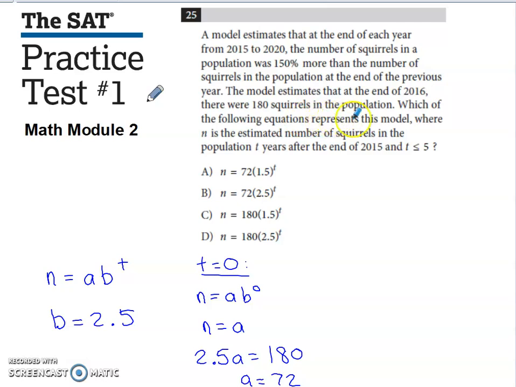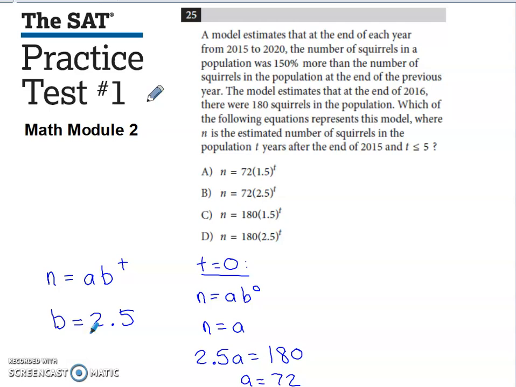Which of the following equations represents this model, where n is the estimated number of squirrels in the population t years after the end of 2015? So n, the number of squirrels in the population, is going to be dependent on t, the number of years since the end of 2015. I'm going to have a constant coefficient that I'm going to need to determine, and I'm also going to have a base that I'm going to need to reason out. And I actually reasoned out the base first.